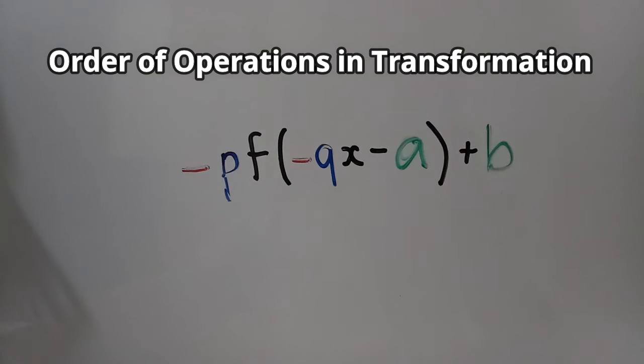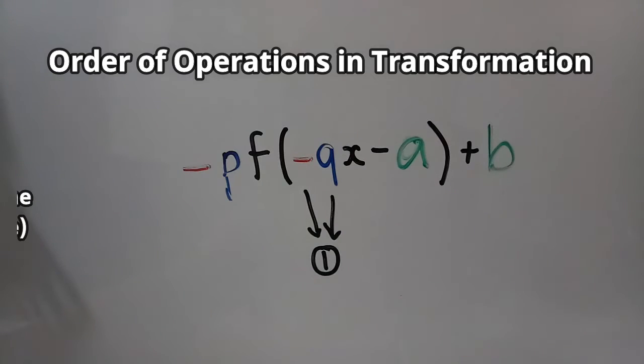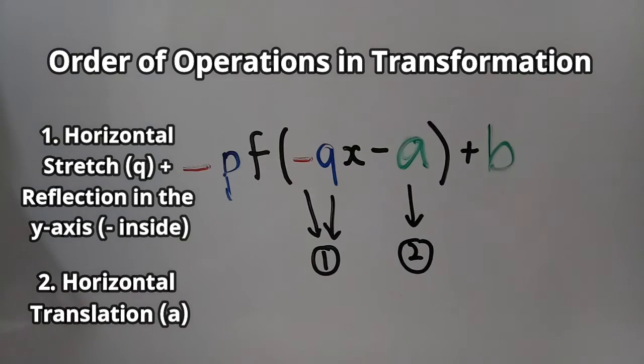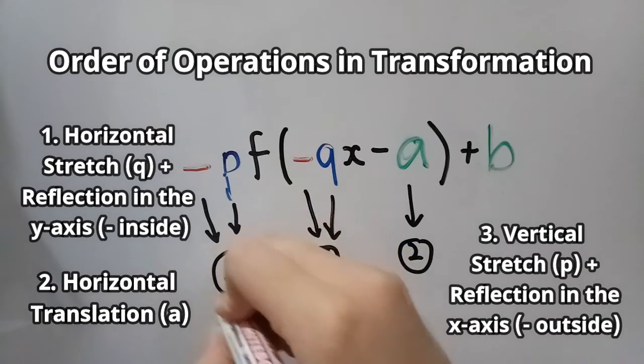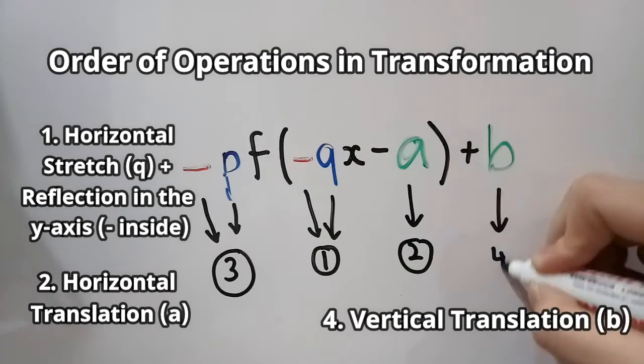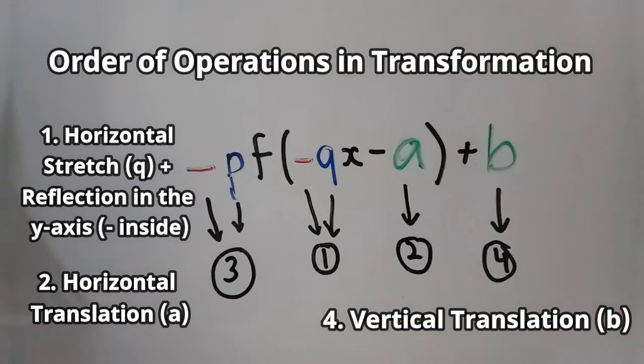If we look at this form, we can apply what we know about the order of operations. We'll work from inside the parentheses. The correct order of transformations should be: horizontal stretch and reflection in the y-axis are multiplied first. Horizontal translation comes next. Vertical stretch and reflection in the x-axis are multiplied after. Finally, vertical translation is added or subtracted.